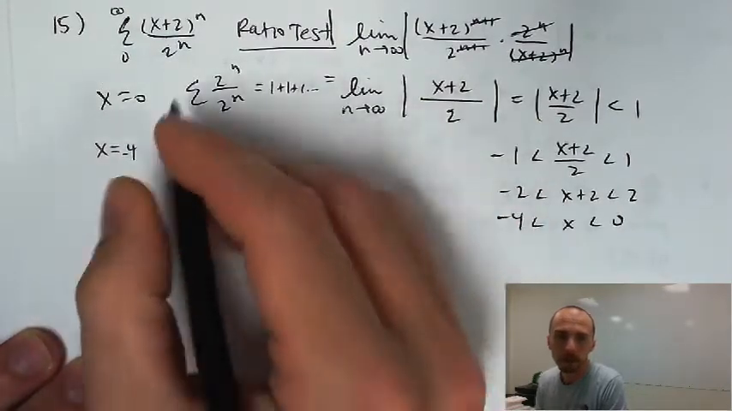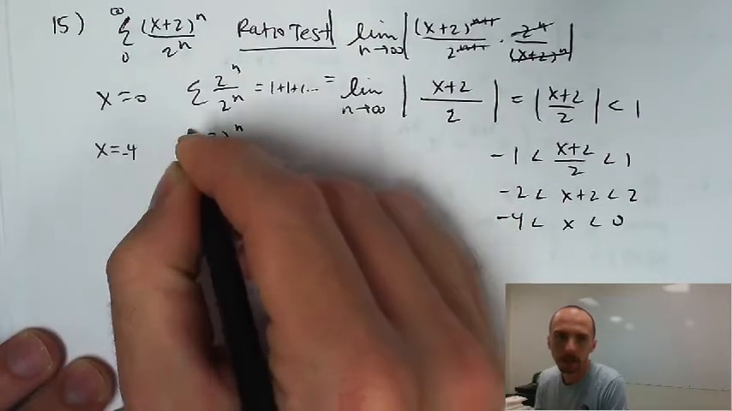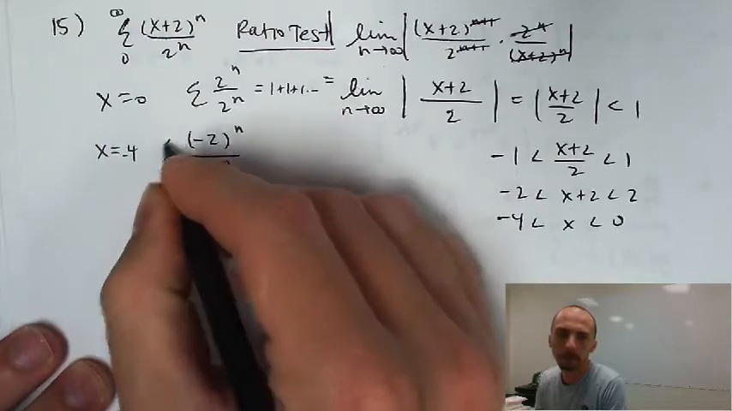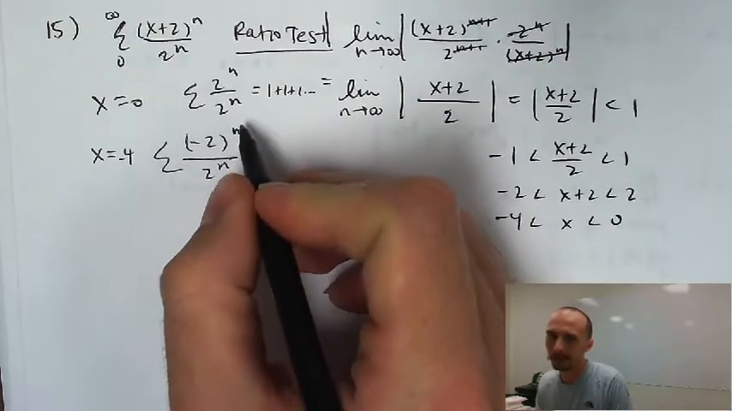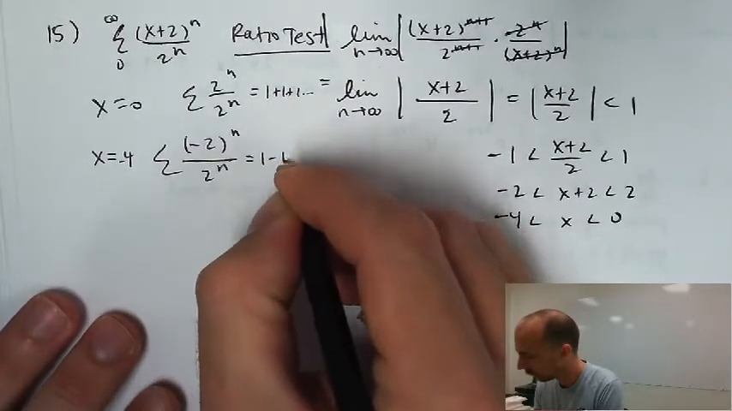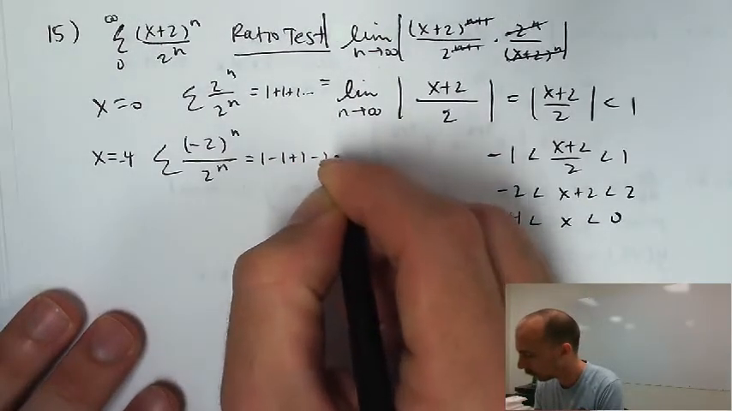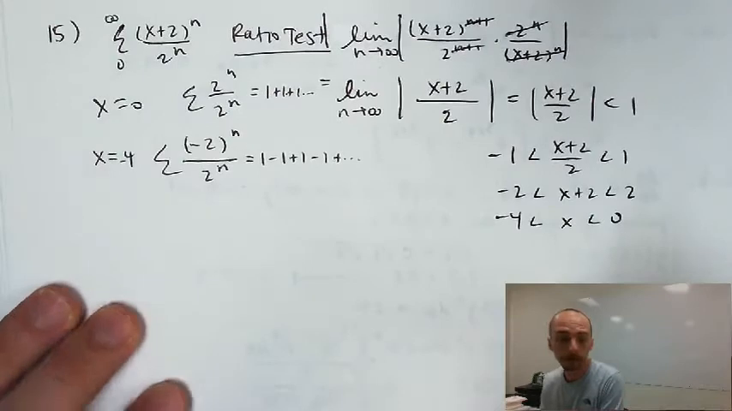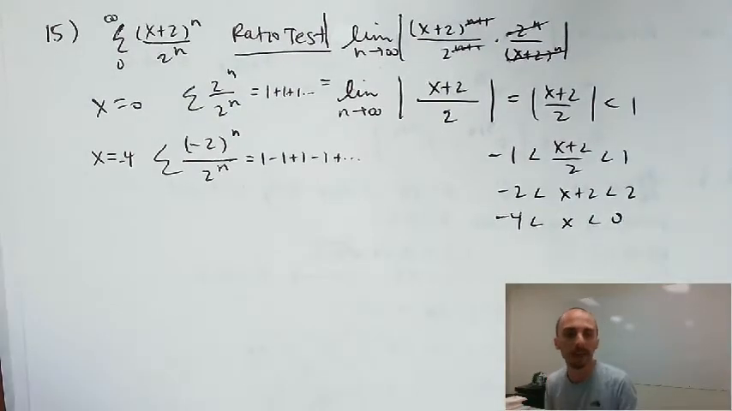X equals negative 4. I'm going to have negative 2 to the n over 2 to the n. Okay, and sometimes these are the same, right? If n is even, then these will actually be the same. And so this is going to be one of those 1 minus 1 plus 1 minus 1 situations, and that also diverges, so I'm going to conclude it's answer choice A.